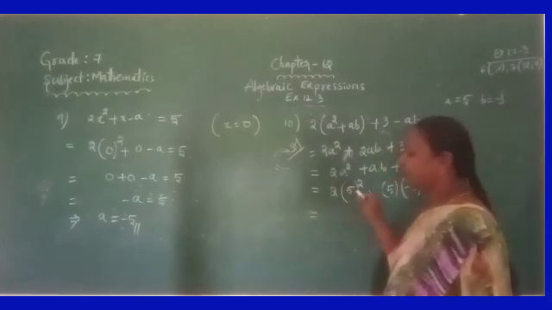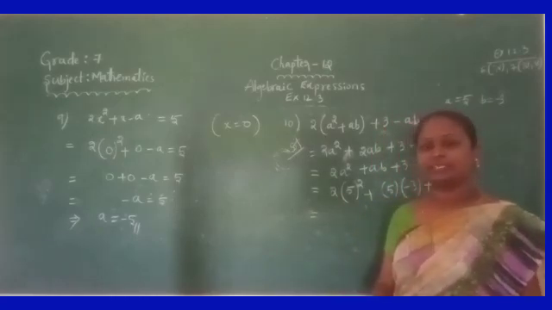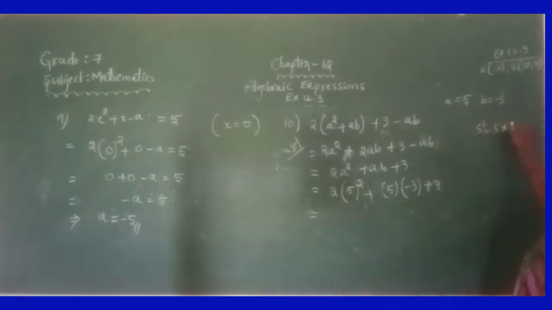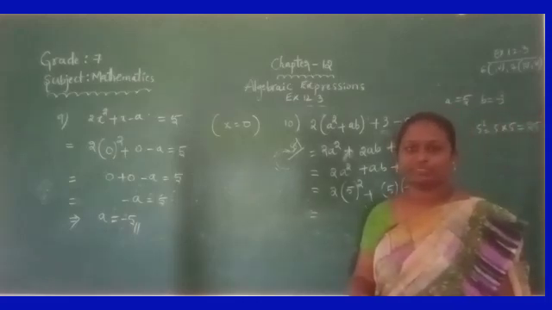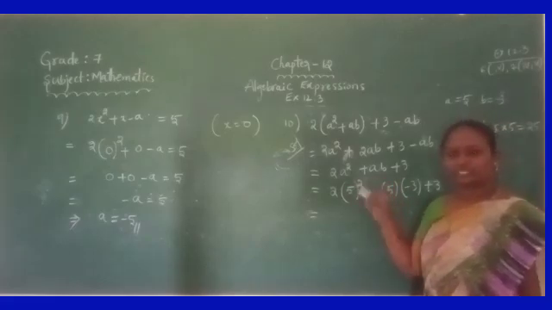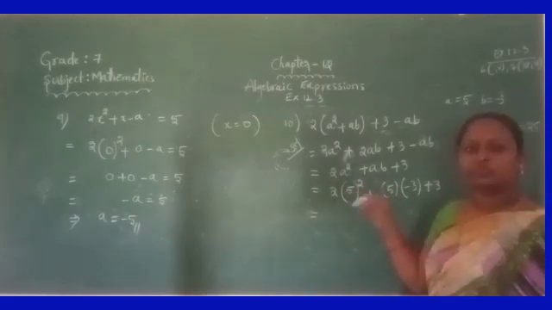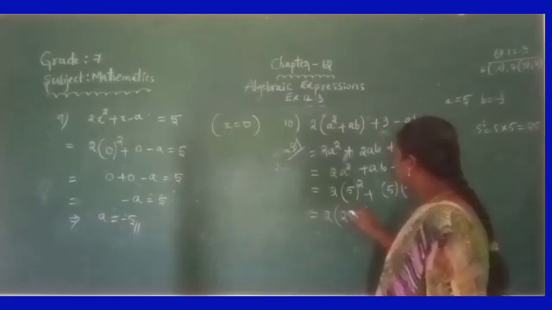Next, 2 into 5 square. What did I say? 5 square means 5 raised to 2 times. So 5 square is nothing but 5 into 5. 5 fives are 25. Suppose 4 square is there, how to write that? 4 into 4. So don't multiply like 5 into 2, 10. That is wrong. 5 raised to 2 times, so that is 5 into 5 is equal to 25. Remember. Now 2 into 25.